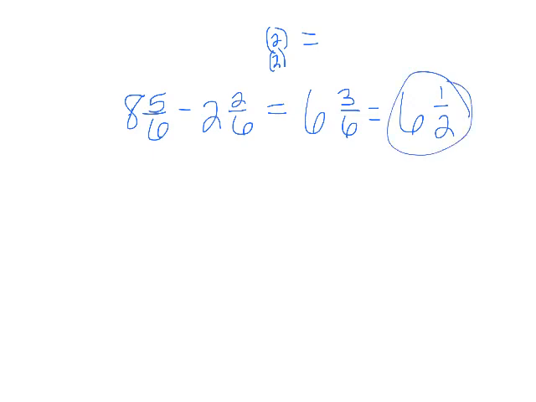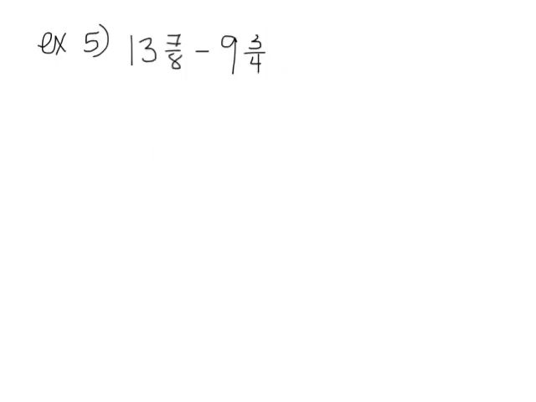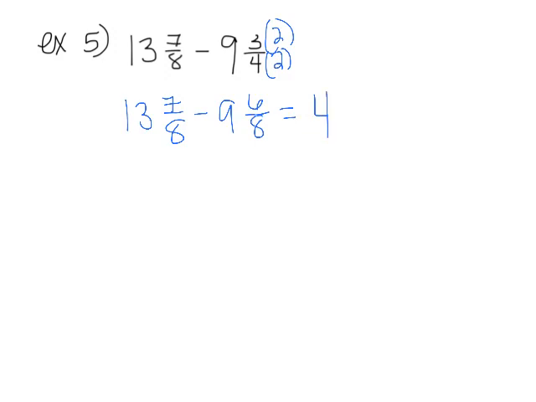Always make sure that you are writing your fractions in simplest form. Go ahead and pause the video and try this one on your own. So I need to make sure that I get like denominators, common denominators. So I'm going to multiply by 2. So I'm going to get 13 7/8 minus 9 6/8. And I'm going to be left with 4 1/8.